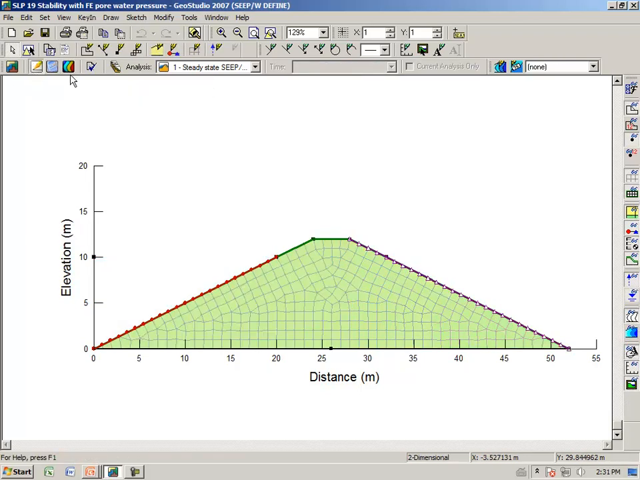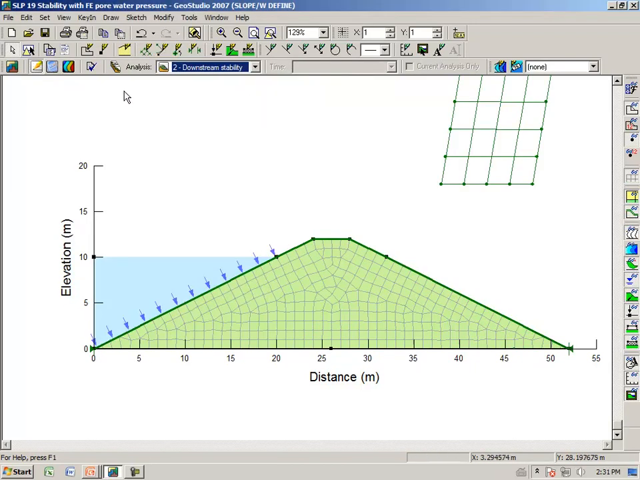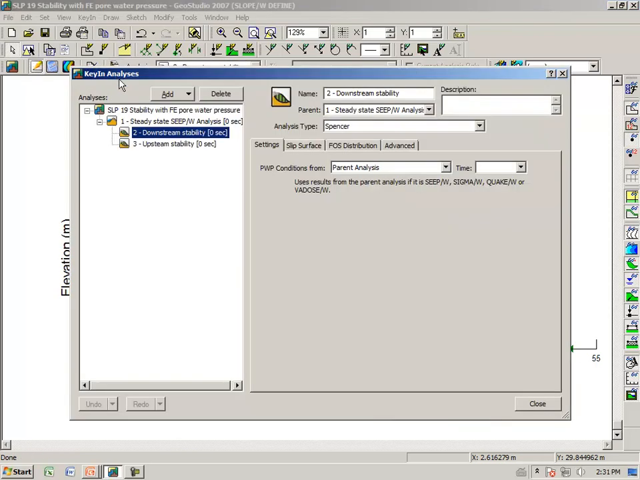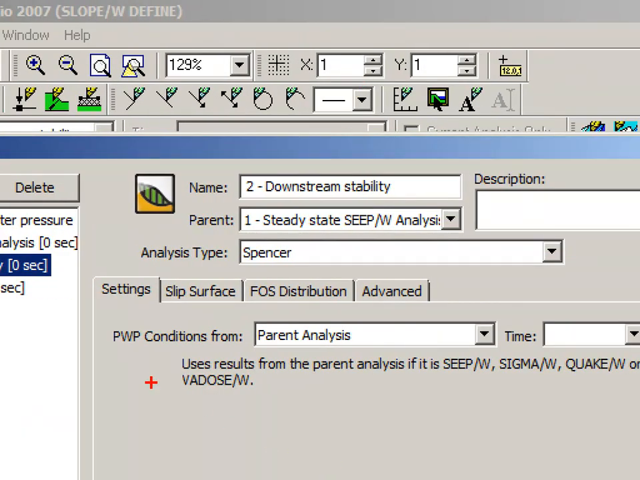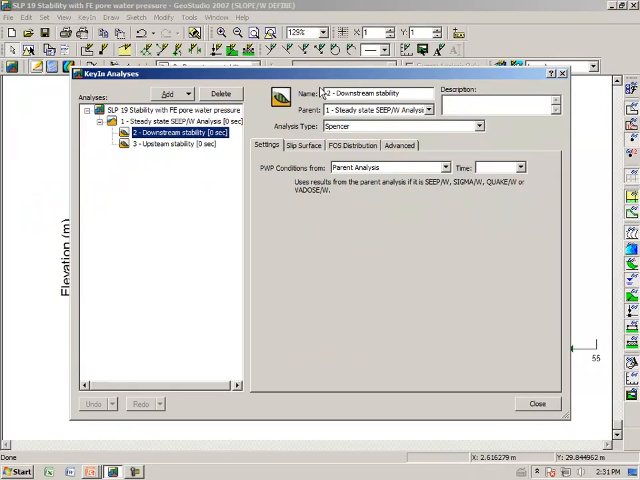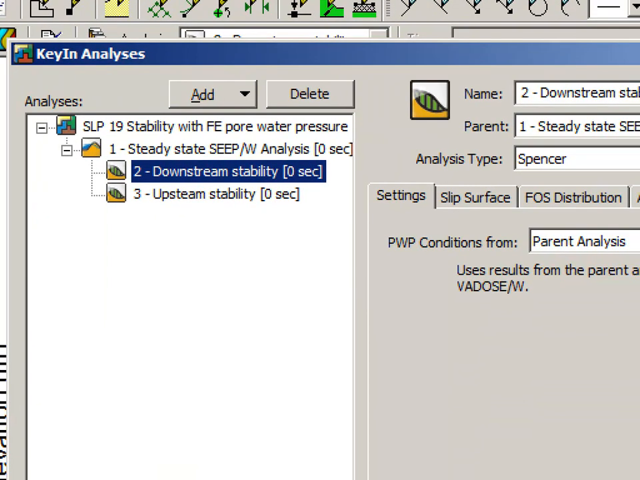Then going back to the define view, we look at the downstream stability first, and under the analysis tree we say, where am I getting my pore pressures from? The pore pressures are coming from my parent analysis. Who is my parent? The parent is the steady state seepage analysis. So here we identify who is the parent.